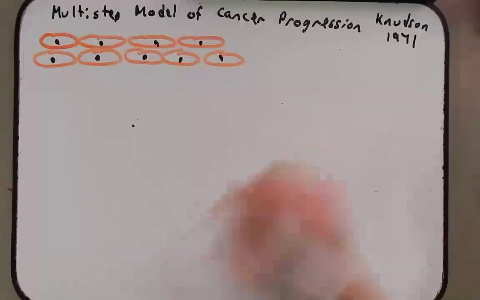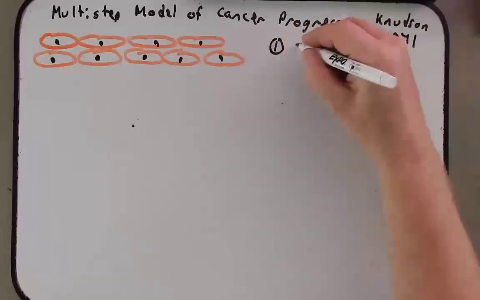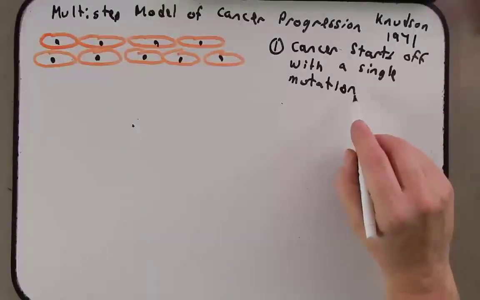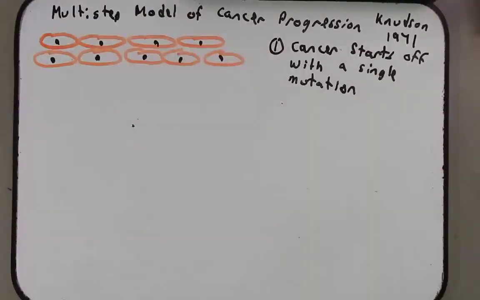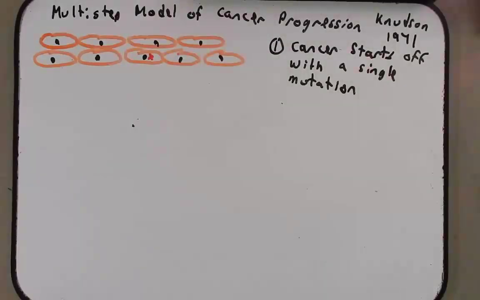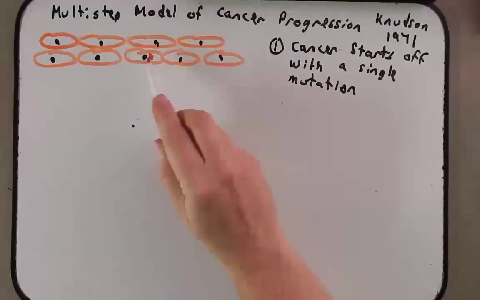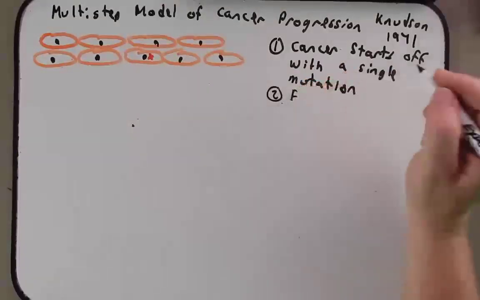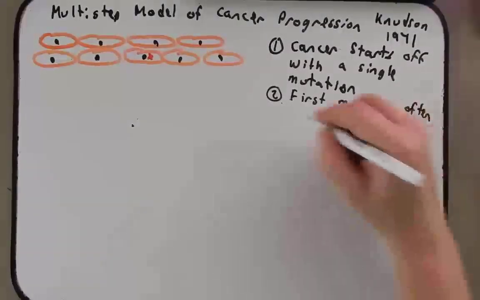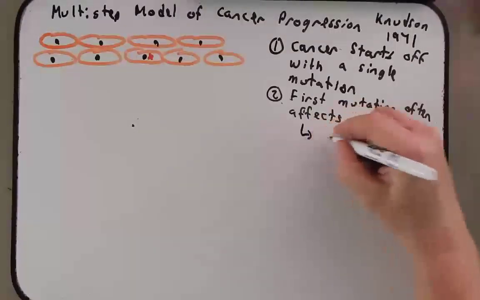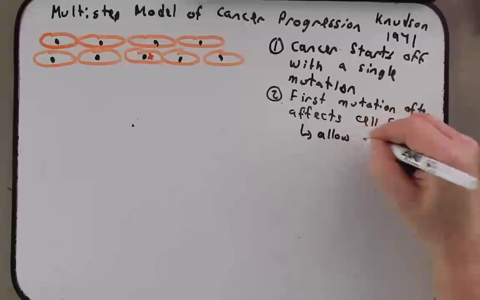Now, even though cancer is not a single gene mutation, cancer will start off with a single mutation, typically. And this single mutation often is a gene that regulates the cell cycle in one way or another. And we'll come back to that in a little bit. But for now, let's just say that this cell here has a mutation in it. Just one mutation. And maybe that mutation allows it to divide faster than the other cells. So let's write that down over here. The first mutation often affects the cell cycle. And this will allow the cell to divide faster.